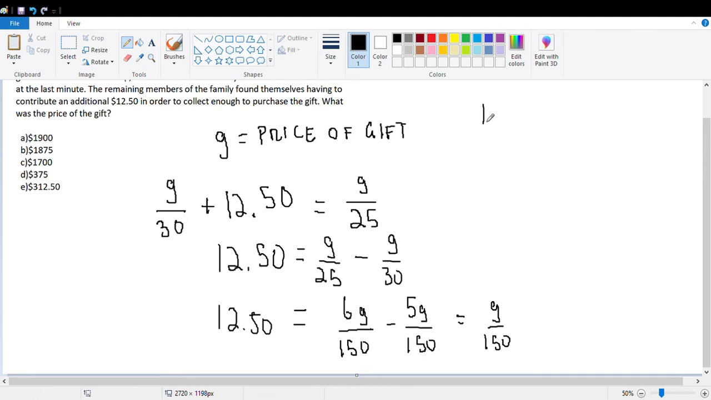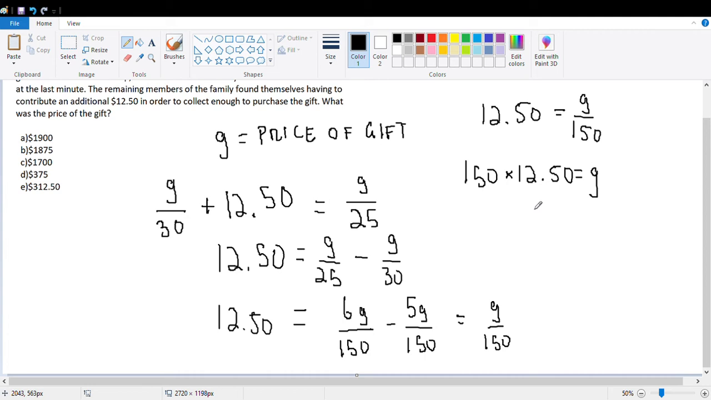I'm going to write this here. 12.50 equals G over 150. And now I multiply 150 to the other side. We have 150 times 12.50 equals G. Alright, and after a little bit of arithmetic, you can actually pull up the calculator. If there's a moment when you should use the calculator in the GRE, it is to compute something simple like that. Something quick, boom, it reduces the room for error.